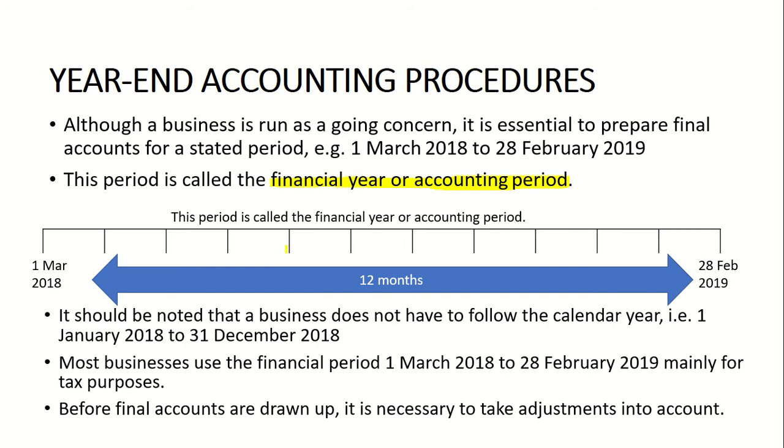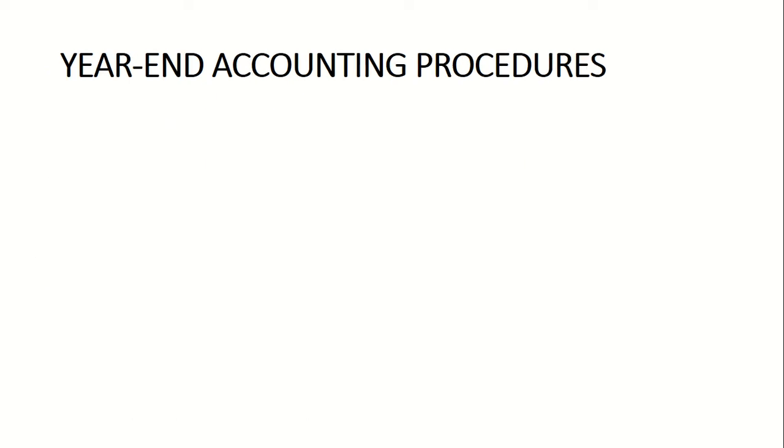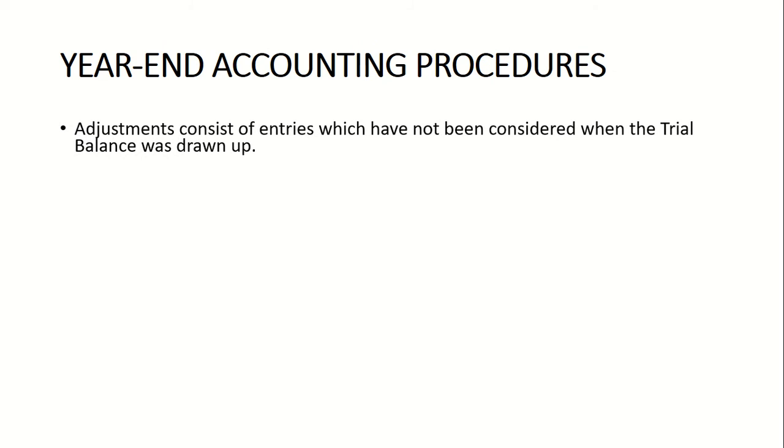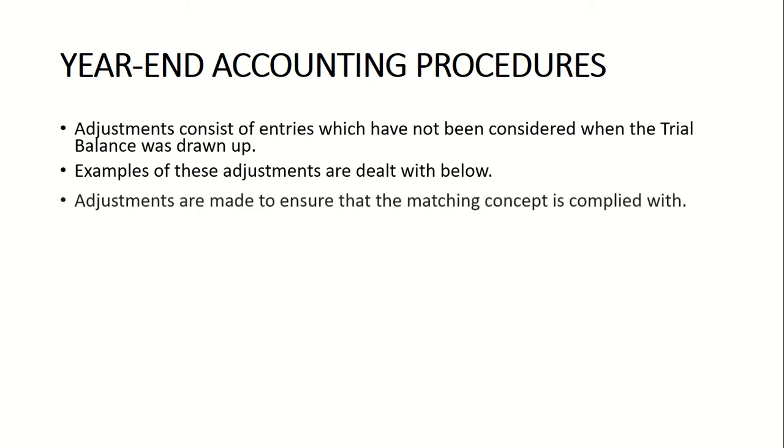Before final accounts are drawn up, it is necessary to take adjustments into account. Adjustments are simply certain transactions that were not recorded, that are not part and parcel of your trial balance, whatever is in the trial balance. Adjustments consist of entries which have not been considered when the trial balance was drawn up. I did explain that. Examples of these adjustments are dealt with below.